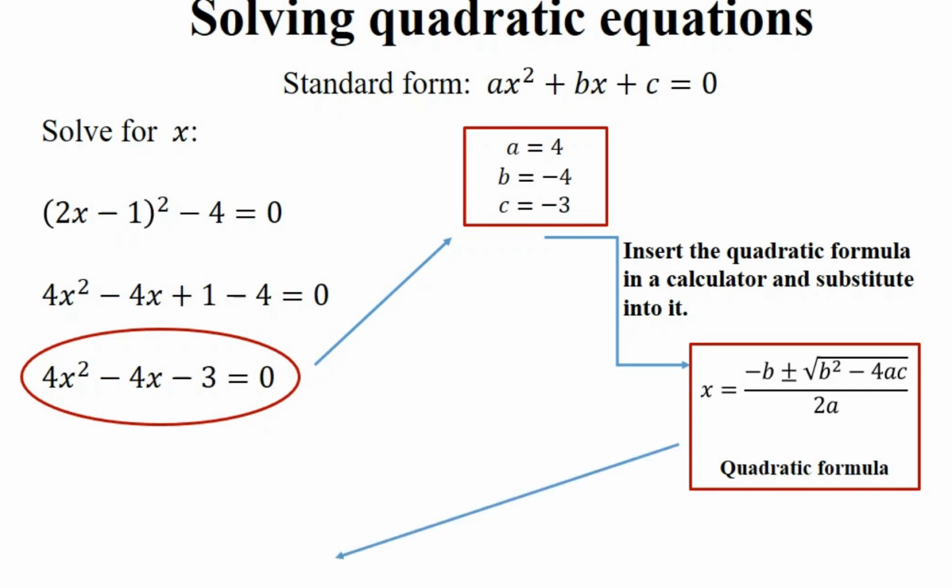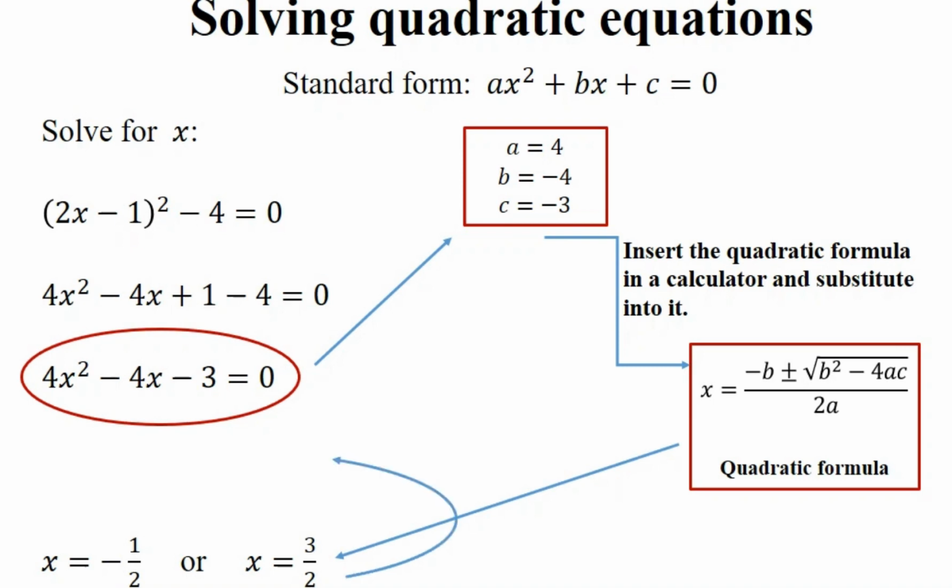Alright, after substituting the values of A, B, and C in your calculator, you will get your two values of x. The first value is minus 1 over 2. Then the second value is 3 over 2. So this is your final value.